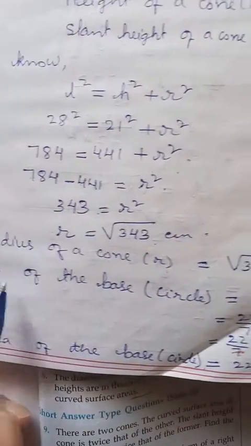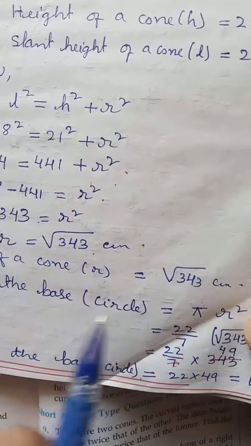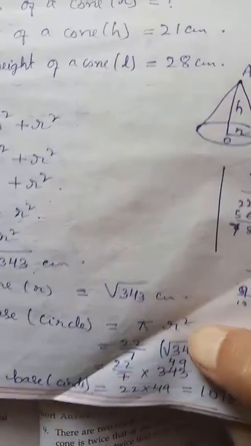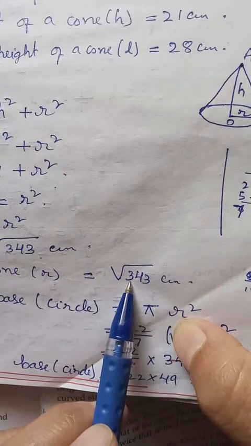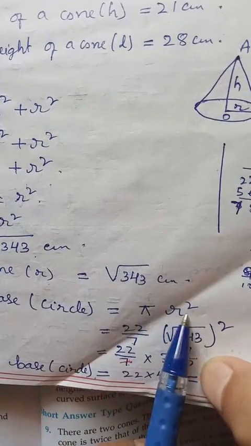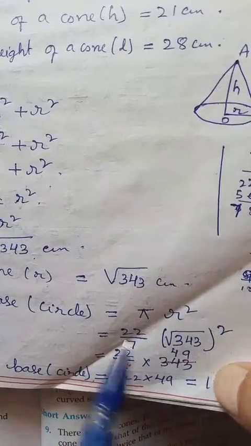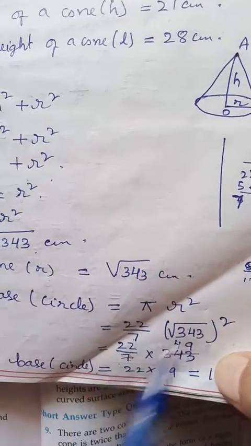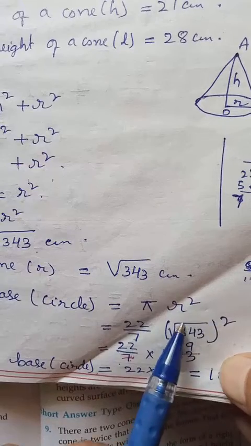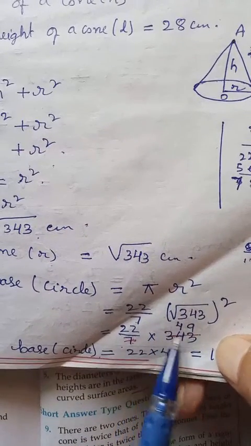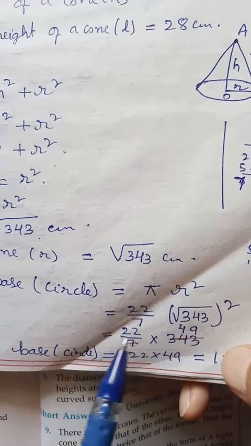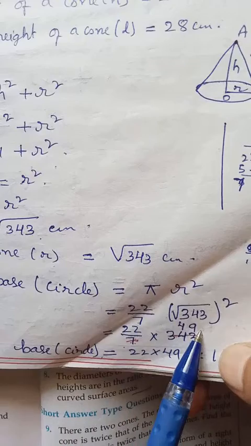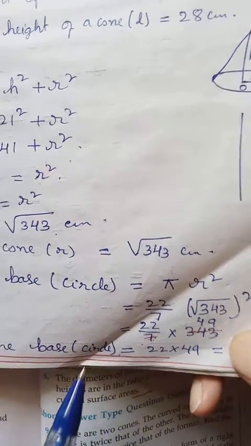So area of the base of the cone, remember the form of circle, so it will be pi r square. So pi we know 22 by 7, r just now we got square root 343. But here we have square, so whole square. 22 by 7, let it be like that. Here we have square, so this square and square root will get cancelled. We are left with 343. 343 we can divide by 7, it will come 49. So now 22 into 49. So you multiply it, that will be the area of the base. You please multiply yourself.